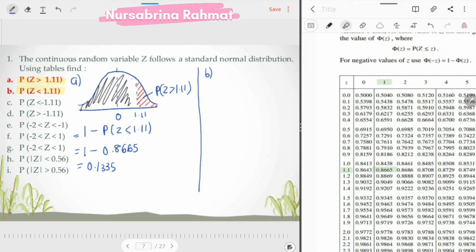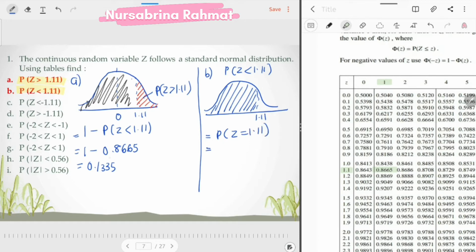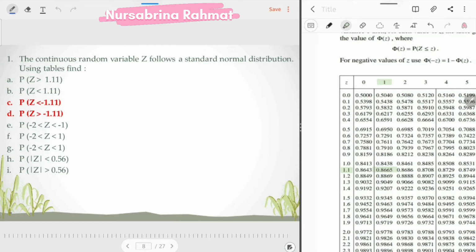Okay, so B, P(Z less than 1.11) is simply found by drawing this bell curve. Let's say this is your 1.11, and it's this blue shaded region, which actually equals P(Z equals 1.11), and as we already know from the previous exercise, it's 0.8665.